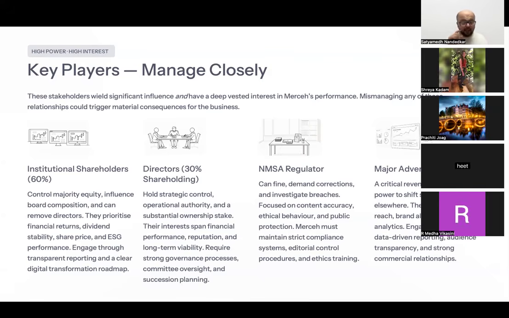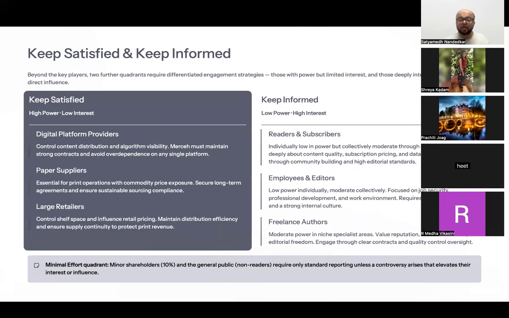Advertisers pump in major money. Plus, advertisers also control the narrative. If they don't necessarily align with the way your company is doing business, they might shift the advertising to another entity in the same space. So again, they wield a deeper influence and they are also financially impacted. So these are four key players who need to be managed closely.